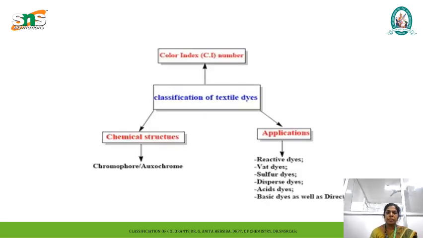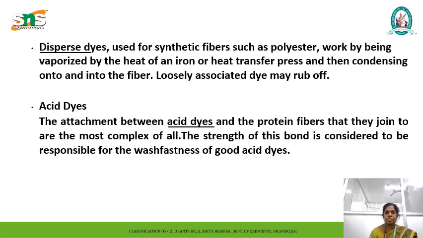Now let us study about the classification of textile dyes. We have two types of classification, one based on the structure and the other one based on the application. Today we'll be learning about the classification based on application. The first one is disperse dye. Disperse dyes are mainly useful for synthetic fibers such as polyester.